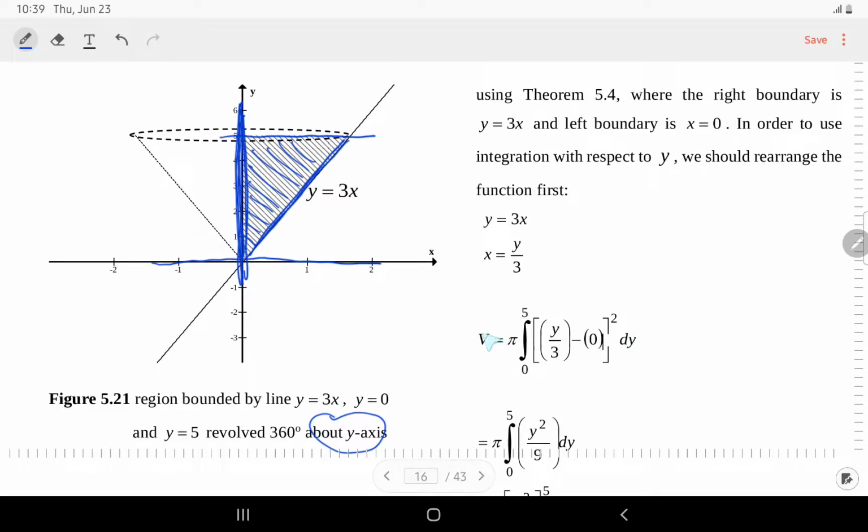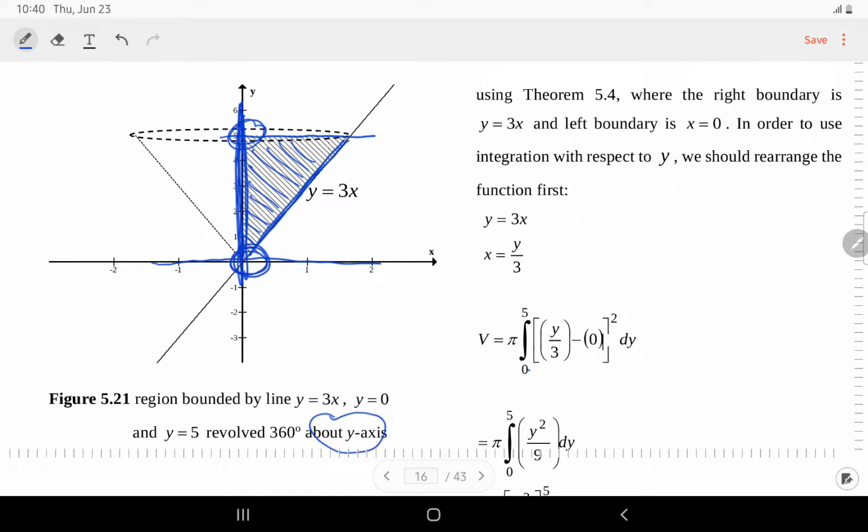So v equals pi. Okay, so yang ni kita masukkan nilai y maksudnya ni daripada 0 hingga 5 kat sini. So 0 hingga 5. And then for integrate by dy, yang ni radius ni adalah right boundary minus left boundary. Okay, kanan tolak kiri.